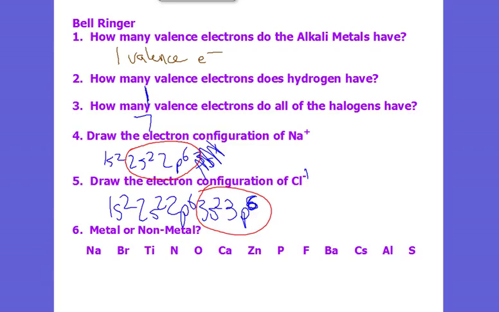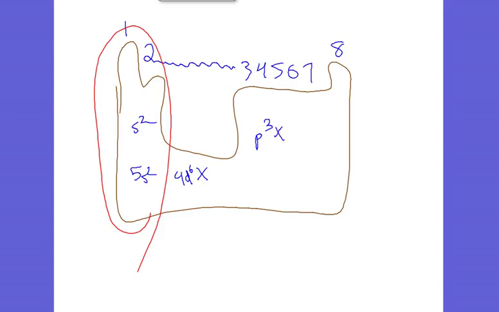Metal or non-metal? That's an essential question you need to be able to answer. Find on your periodic table a little stair step that separates the metals from the non-metals. On your periodic table, about here, it goes troop, troop, and then this direction it says metal, and that direction it says non-metal.